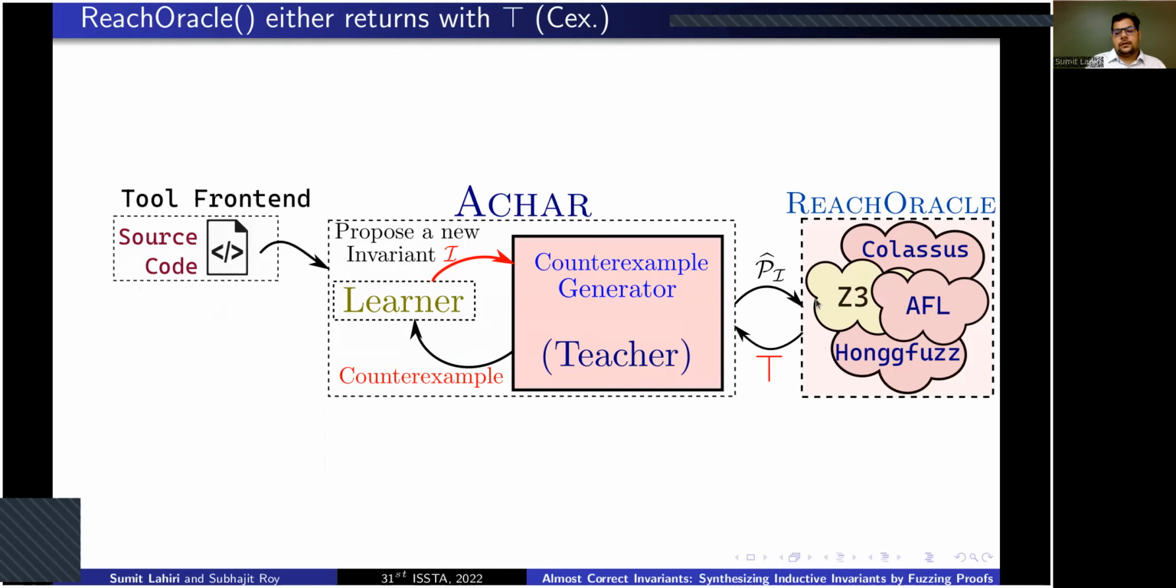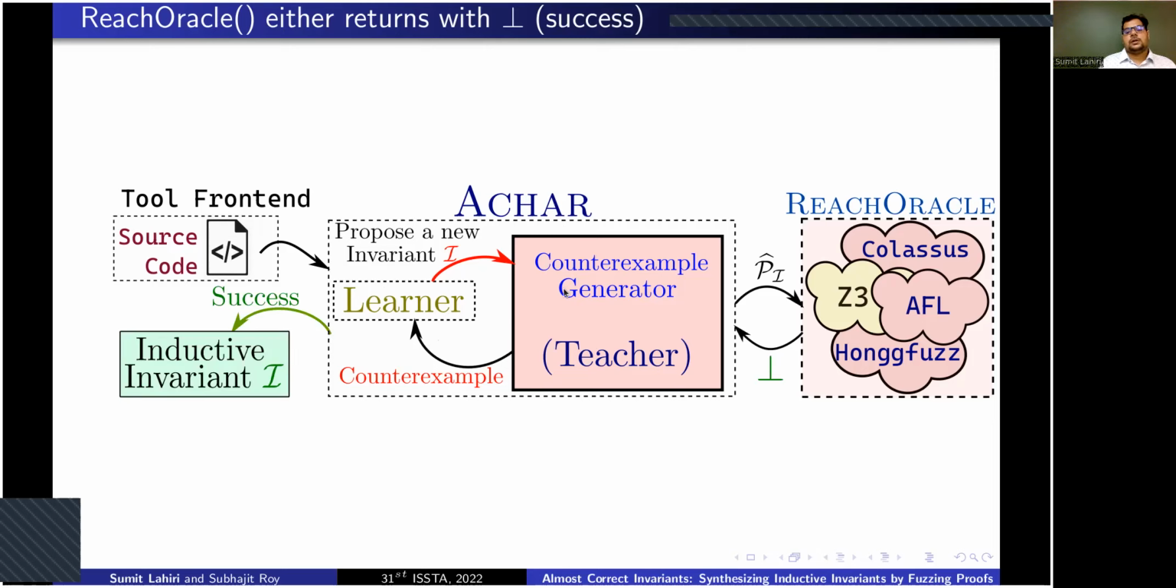Upon giving p hat of I, if reach oracle produces top as the verdict, then the counterexample so produced from reach oracle is passed on to the learner, and the learner tries to propose a better invariant in the next round. However, if reach oracle produces no counterexample and it directly produces bot, then in that case the invariant I is deemed valid, and in green I show it in success saying that the inductive invariant I holds.